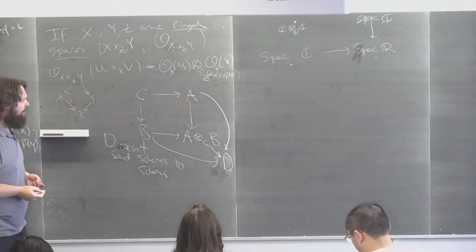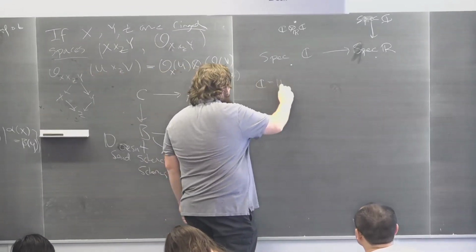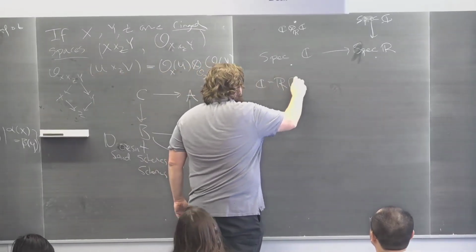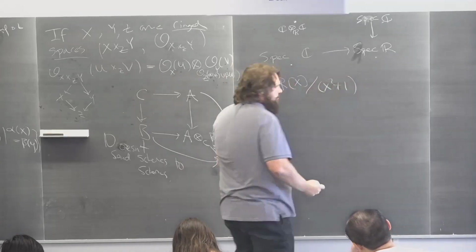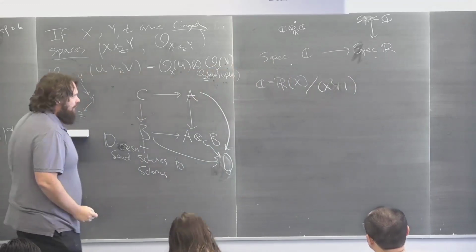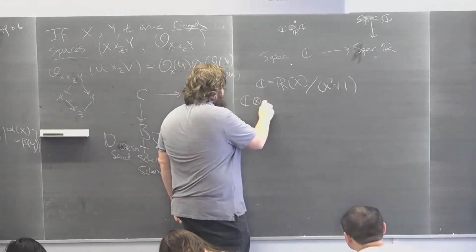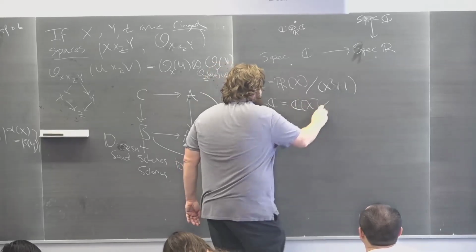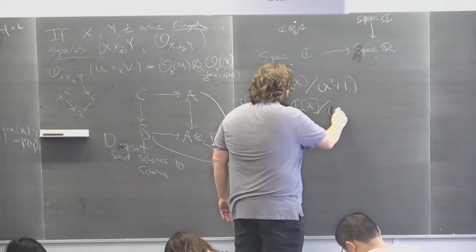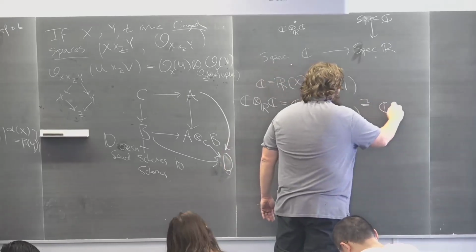And maybe you've seen this before, maybe you haven't. The way you should think about this is I'm thinking of C as an R algebra. So I think of C as R adjoin X mod X squared plus 1. And then what happens when I tensor with C? I get C tensored over R with C. That's C[X] mod X squared plus 1, which is isomorphic to 2 copies of C.